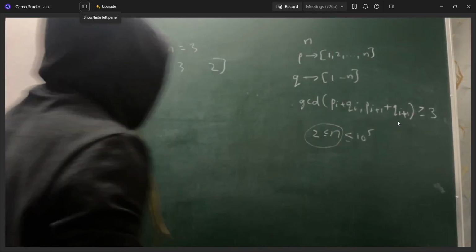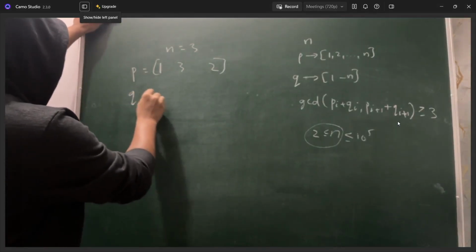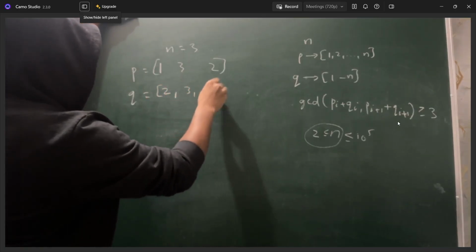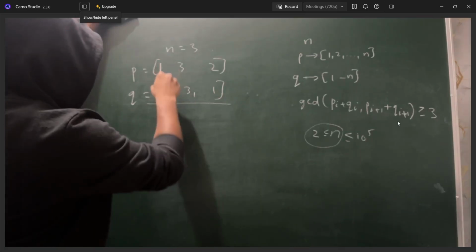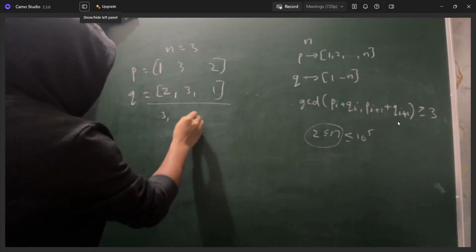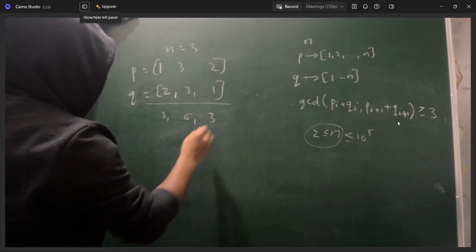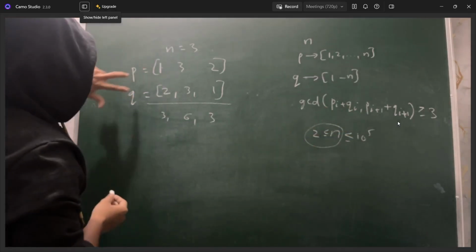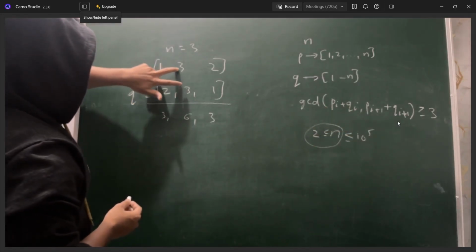So I think you guys got to know. And now here, let's say one of your permutations is 2 3 1. If you see what the sum is here, it is 3, here 6, and here 3 again. So P of I plus Q of I is basically this thing, right? P of I plus Q of I, and then the next element you'll be taking.